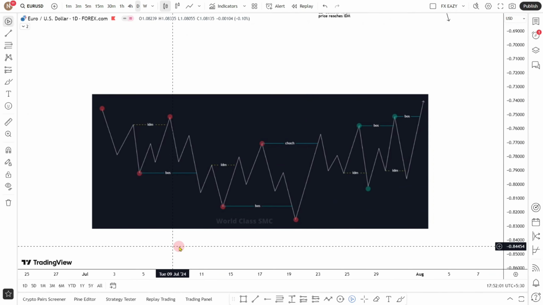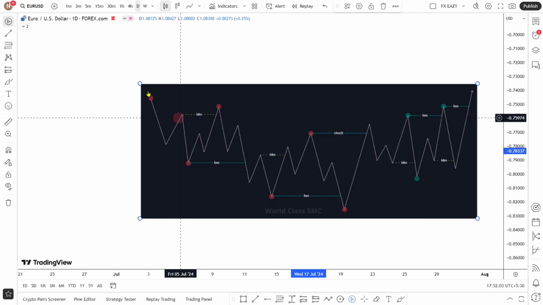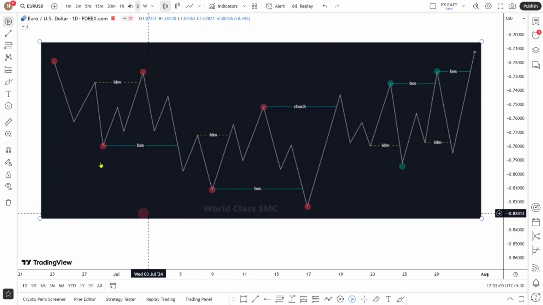See, let's see some more examples here. Let me zoom in. What you are seeing here is a downtrend market. The market is giving a downtrend move. See, this is our lower low point, lower low.